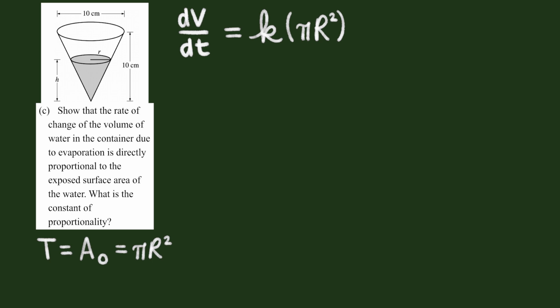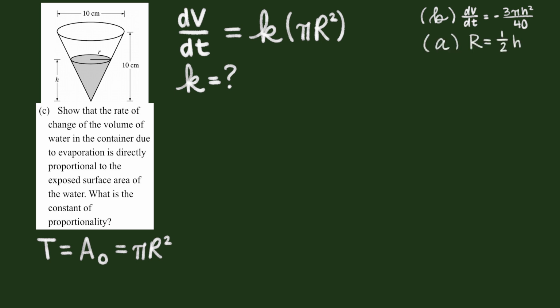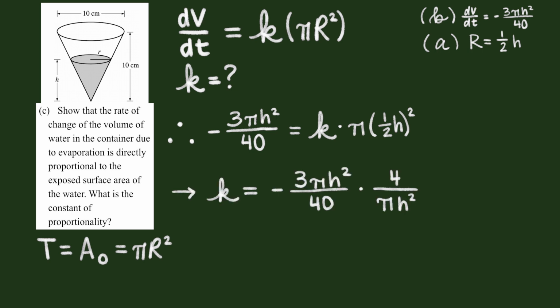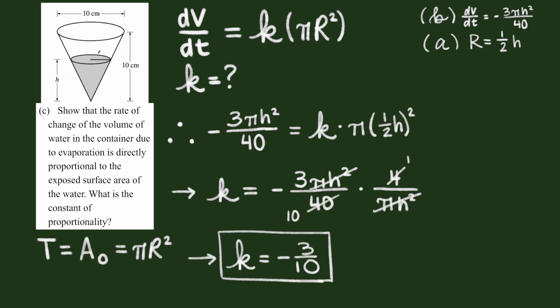All we have to do now is solve for k. Thanks to part B, we already know that dV over dt is equal to negative 3 pi h squared over 40, and thanks to part A, we identified that r equals 1/2 h. After plugging everything in, we get negative 3 pi h squared over 40 equals k times pi h squared over 4. As we continue simplifying this equation, we get k equals negative 3/10. So now we can conclude that the constant of proportionality is negative 3/10.